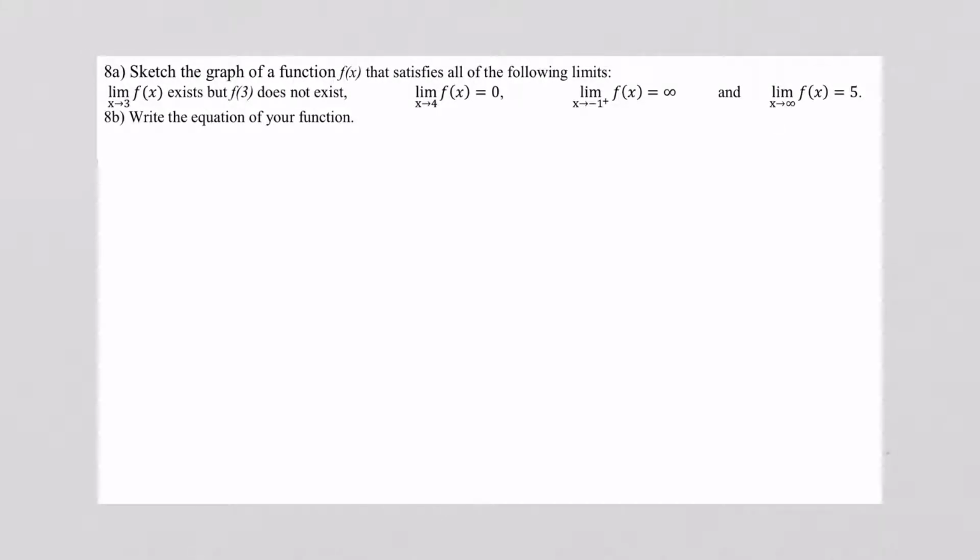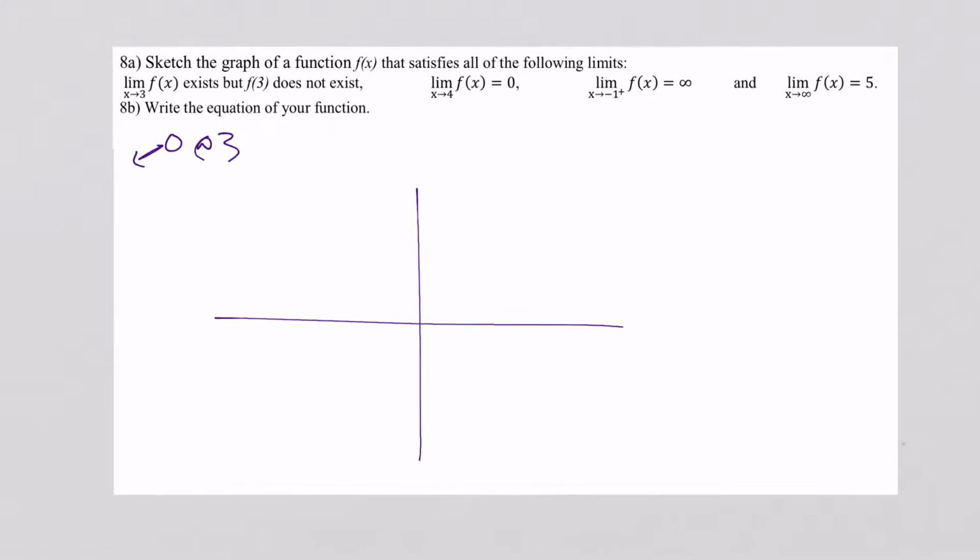Okay, I love these problems. Sketch a graph of the function f of x that satisfies all of the following limits. So the limit as x approaches 3 of f of x exists, but f of 3 does not exist. Well, for that to happen, we either need to have a hole at 3, or maybe we have a vertical asymptote at 3 where the tails go together like that. I'm going to do a hole because I think that's going to be the easiest way to show it. Let's look at the next thing.